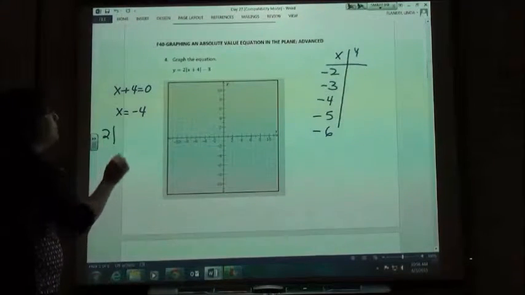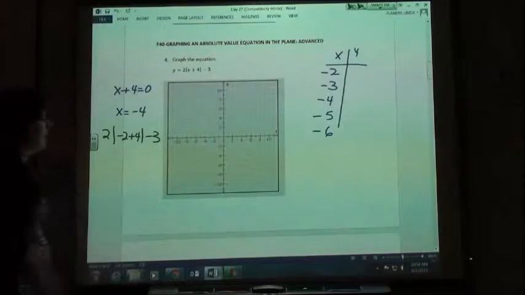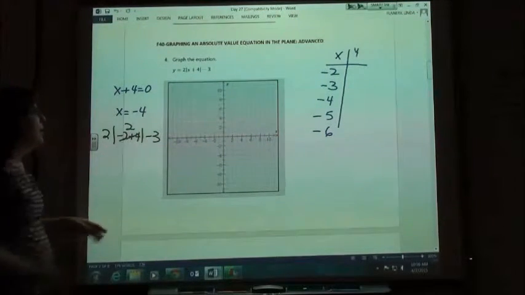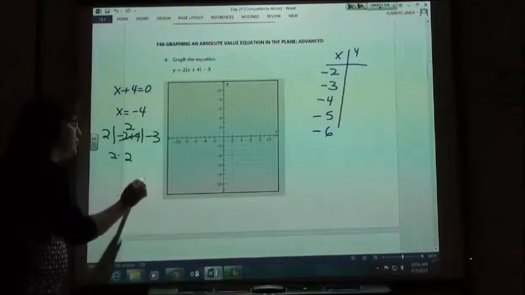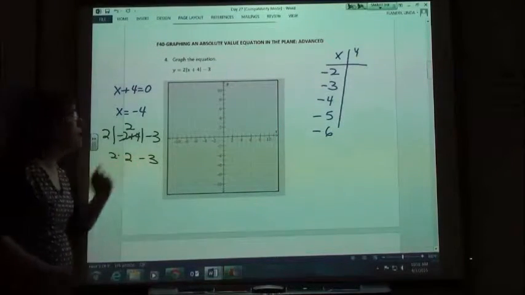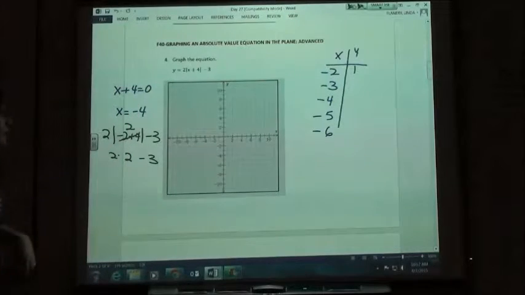2 times the absolute value of negative 2 plus 4, minus 3. Well, negative 2 plus 4 is 2. The absolute value of 2 stays 2. So I have 2 times 2 minus 3. 2 times 2 is 4. 4 minus 3 is 1. Then I'm just going to repeat that for each of these numbers.